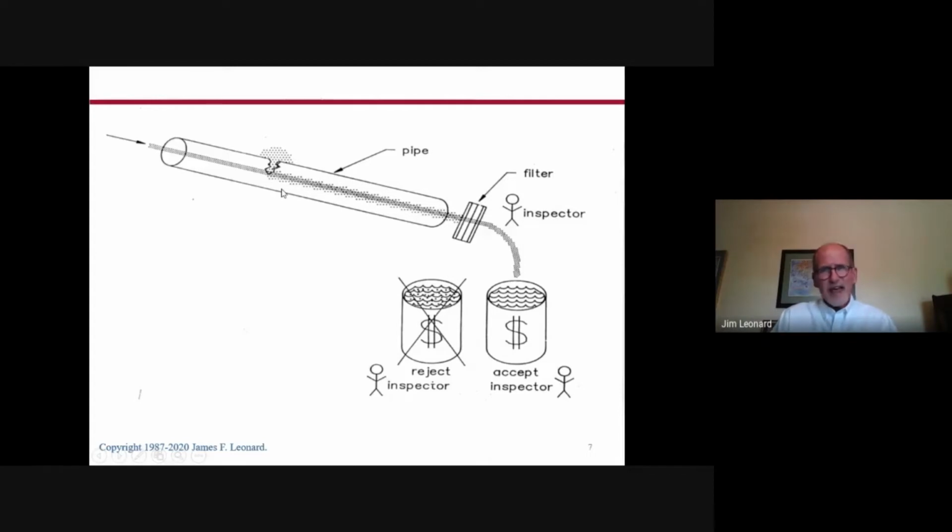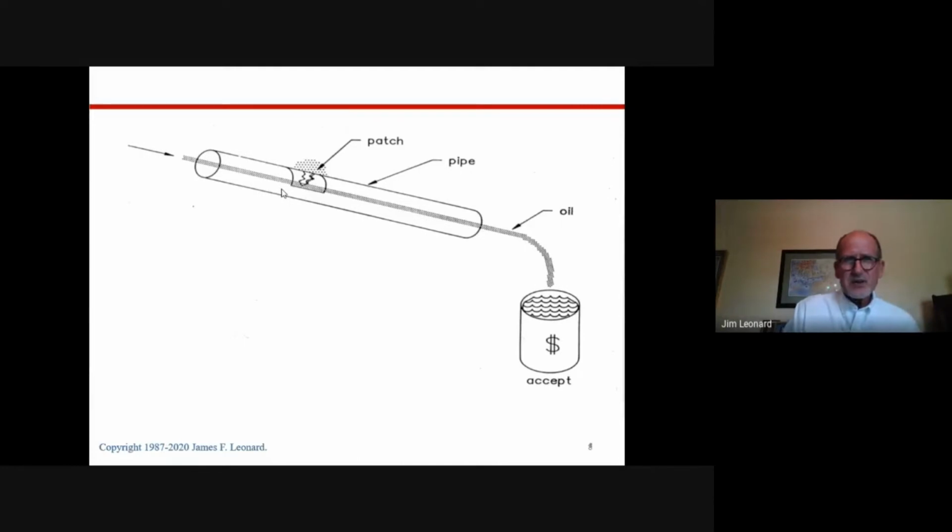As soon as we do that, they'll see the crack. As soon as they see the crack, they'll patch the crack. As soon as they patch the crack, compared to what it was, they will have improved not only the process, but all of its future outputs.